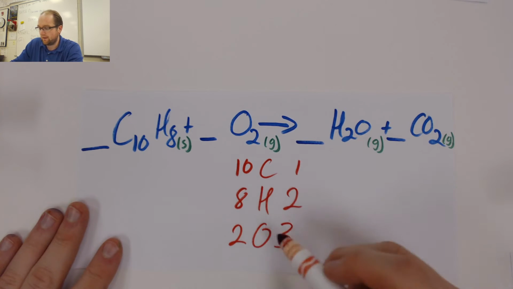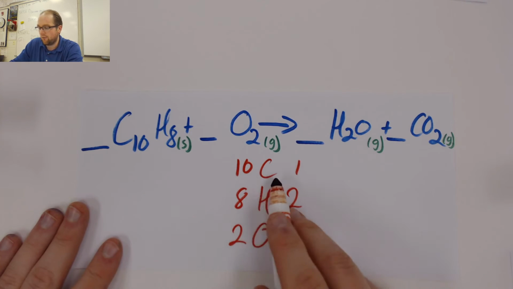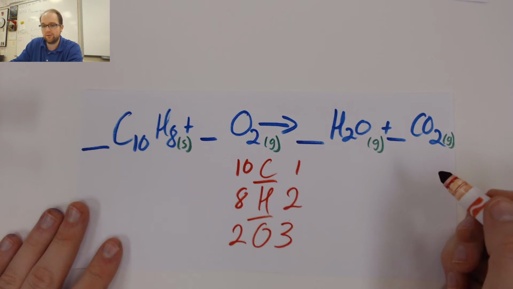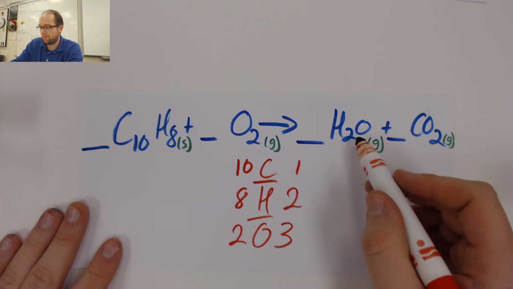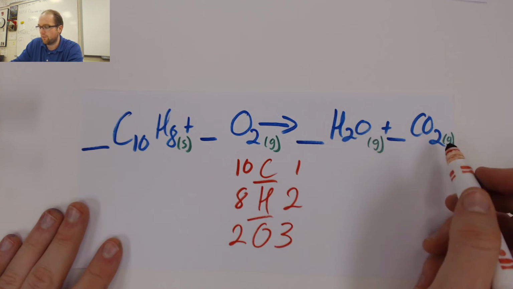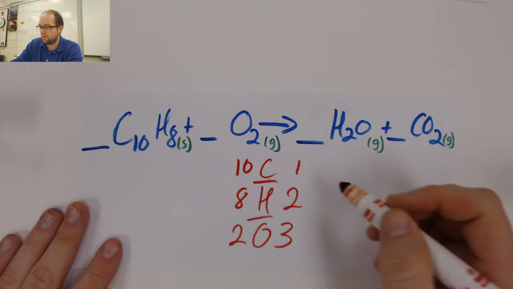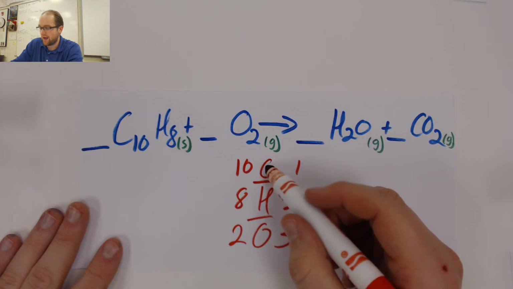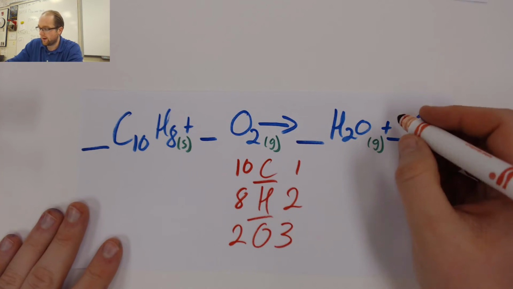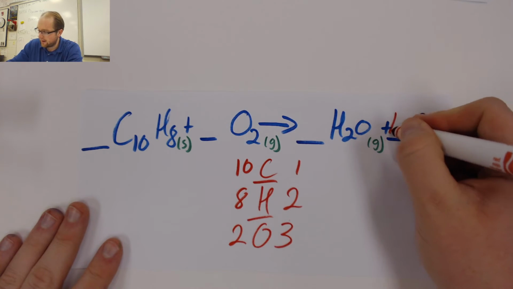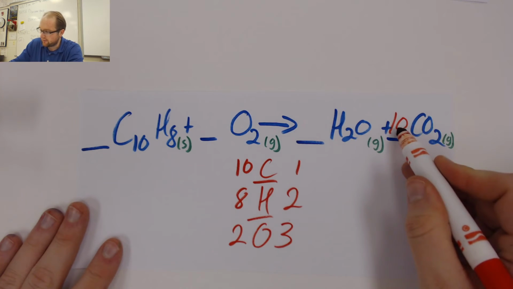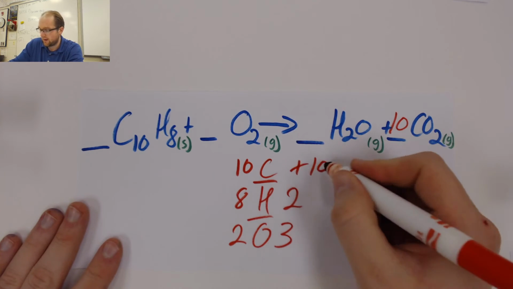So let's fix everybody in here. I like to always start with my carbons and my hydrogens for these combustion reactions, because wherever there's more than one, you end up having a lot of trouble. So I'll save those oxygens for last. I need 10 carbons, so why don't I just go ahead and put 10 in front of the CO2, because 10 times 1 gives me 10 carbons.